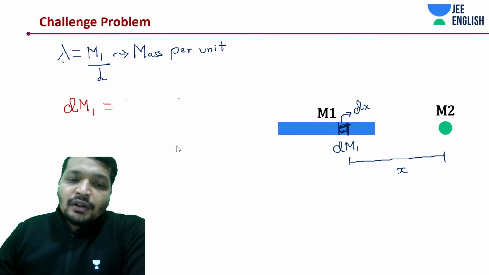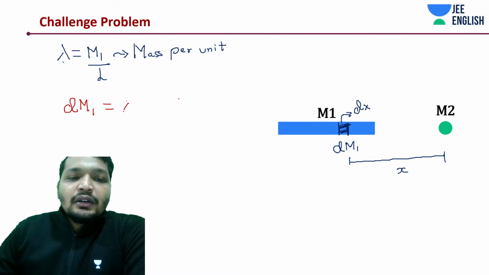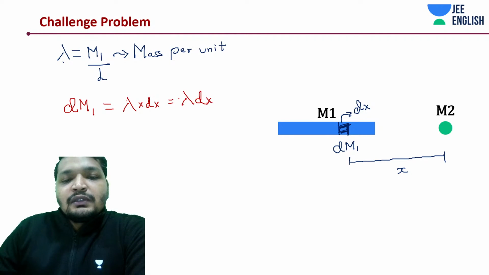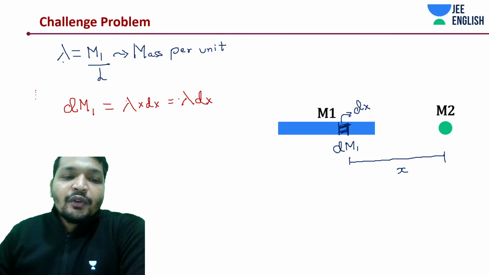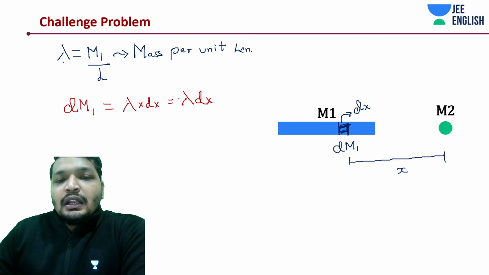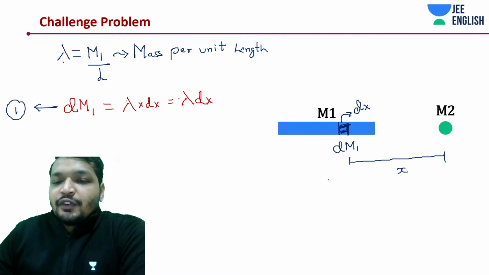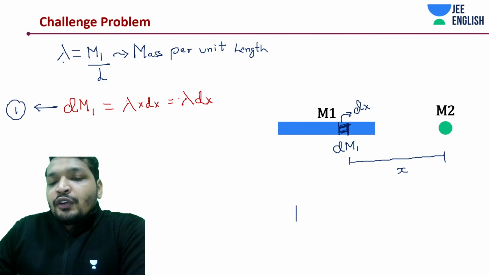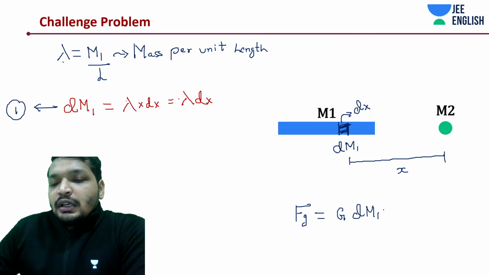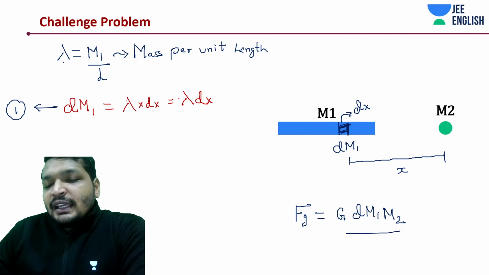Anyway, I hope you understood. So dm1 would be lambda dx. This will be substituted finally when we are doing the equation. The next thing we are going to do is write down the gravitation equation. What is the gravitation equation for this mass dm1? Force of gravitation is going to be G into dm1 into m2 divided by x.